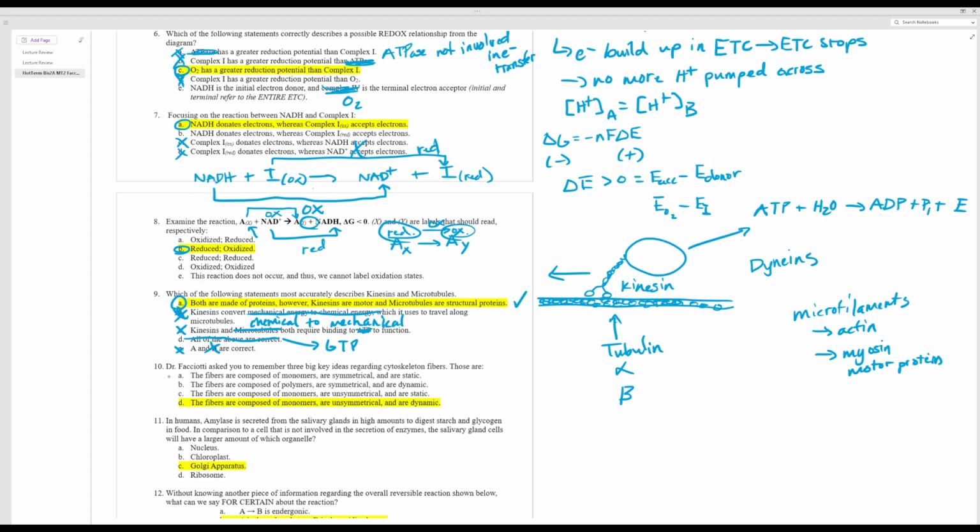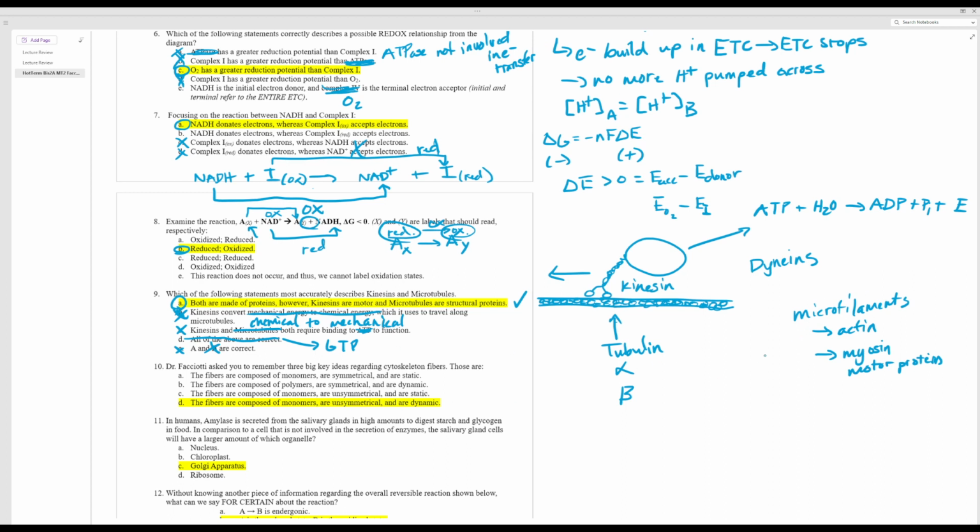Okay. Question 10. Dr. Fashadi asked you to remember 3 big key ideas regarding cytoskeleton fibers. Those are, they are composed of monomers. Remember the cytoskeleton. You have tubulin, which has a monomer, right? The alpha and beta dimers. So the alpha and beta tubulin form a dimer, which itself is the monomer for microtubules. And actin is the monomer for microfilaments.